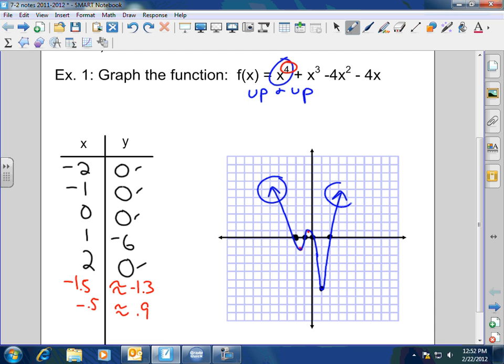Up and up. There were 4 zeros. There were 1, 2, 3 turning points. And that's how you graph. Yes? Sir, how do you know that there aren't any further turning points?